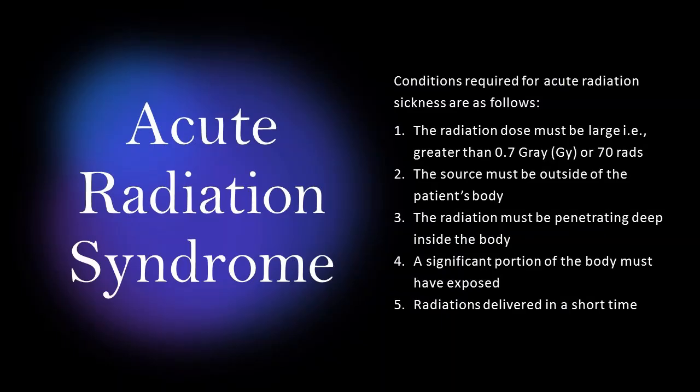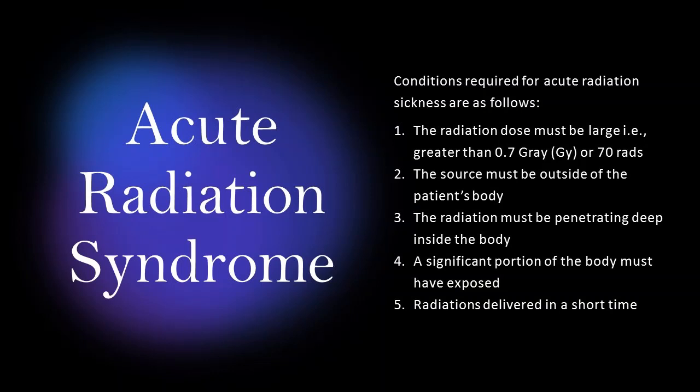There are some conditions required for acute radiation sickness, which are as follows. Number one condition is the radiation dose must be large, that is greater than 0.7 gray or 70 rads. Gray and rads are the units to measure the amount of energy absorbed by the human tissue due to radiation. Doses as low as 0.3 gray or 30 rads may cause mild symptoms.